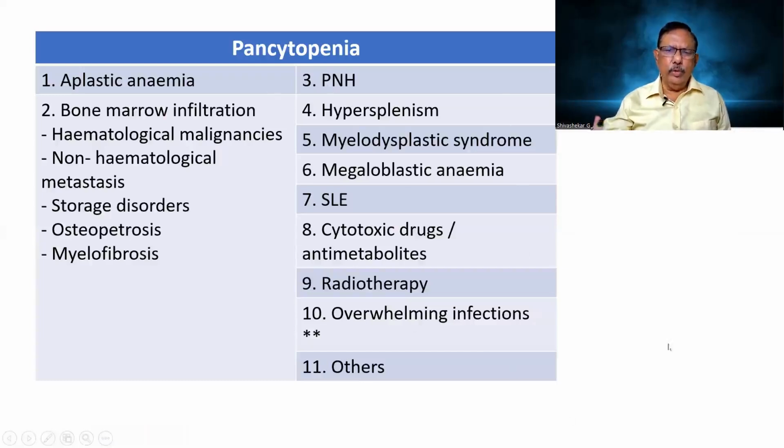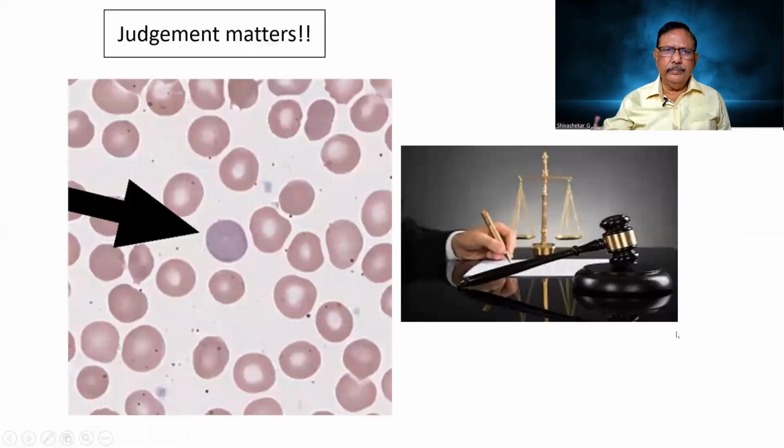I would like you to go through this. Sometimes judgment matters. Look at this smear. Here again there is a dispersal of the RBCs, but the arrow is pointing towards a purplish cell. There is no nucleus. It is a polychromatic cell, which means the marrow is trying to somewhat compensate. But still, when you do a count, you find that the patient is having a pancytopenia or the lineages are being reduced. So judgment always matters.